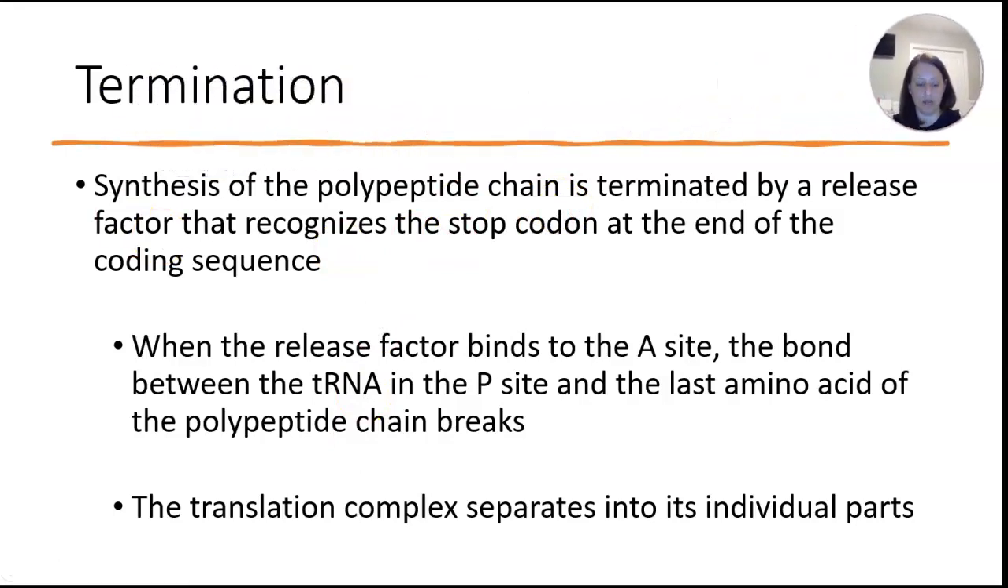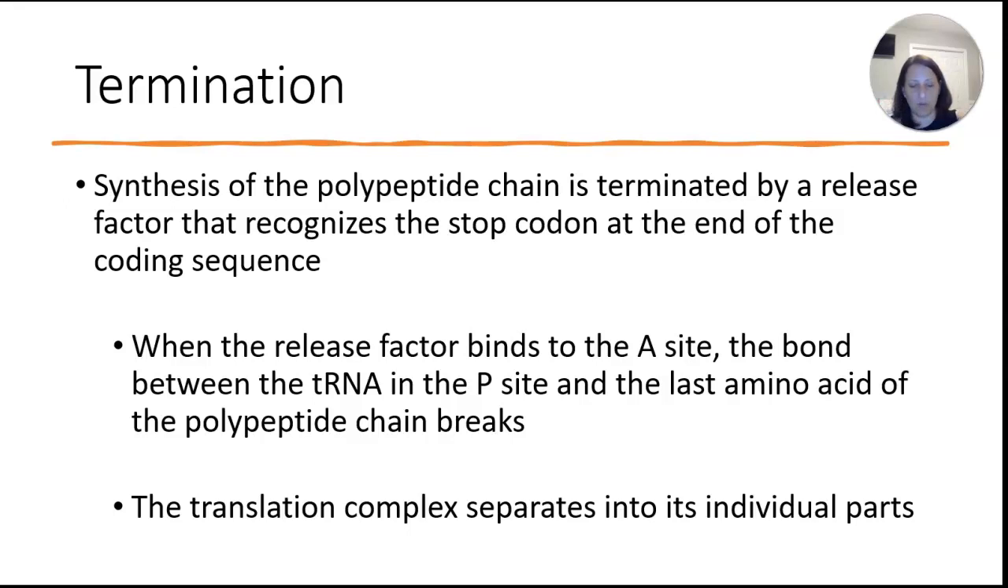Okay, so how does termination work? The ribosome is going to keep moving and keep adding amino acids, keep bringing in amino acid tRNAs into the A site and growing that polypeptide chain until it reaches a stop codon. Remember, there are 3 stop codons. Go back and look at that genetic code if you need to. If any of those 3 stop codons are in the A site, that's it. We're at the end of the coding sequence.